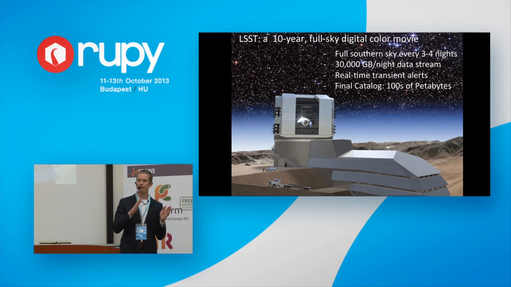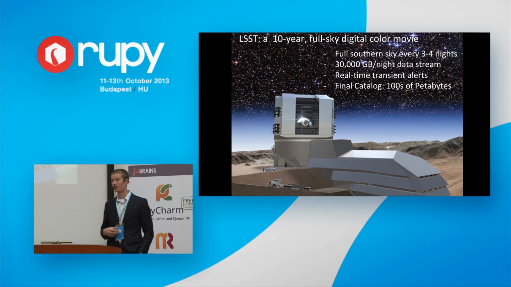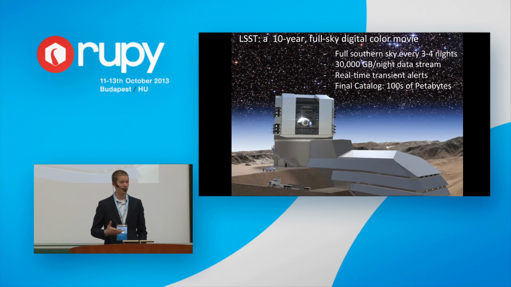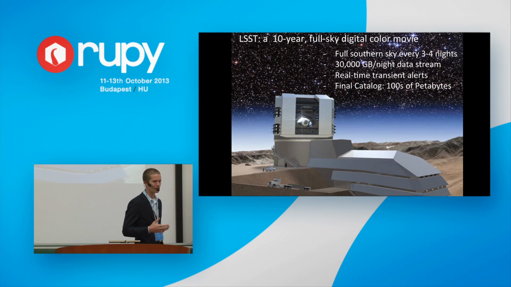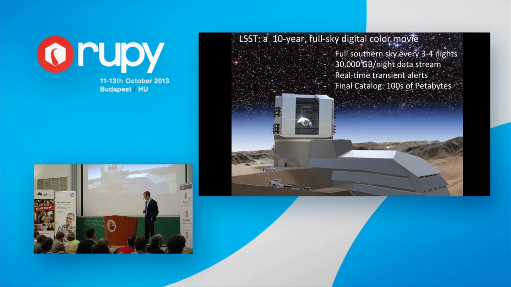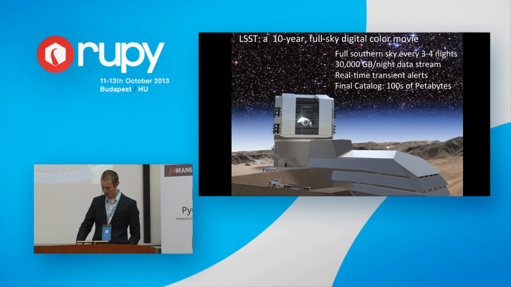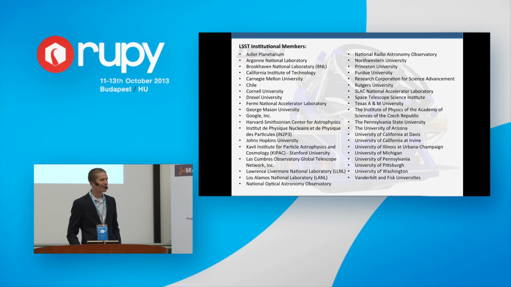Because we're looking for changes in the universe, things that are changing night to night, we want to be able to process those images within about 60 seconds so that we can send out alerts to the astronomy community so that they can use their other telescopes to follow up and learn about things. And the final catalog at the end of 10 years is going to be on the order of hundreds of petabytes.